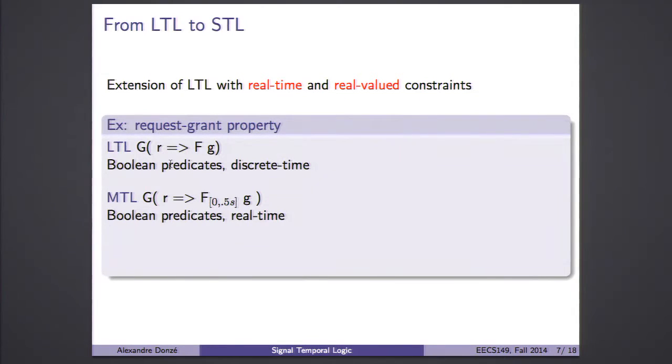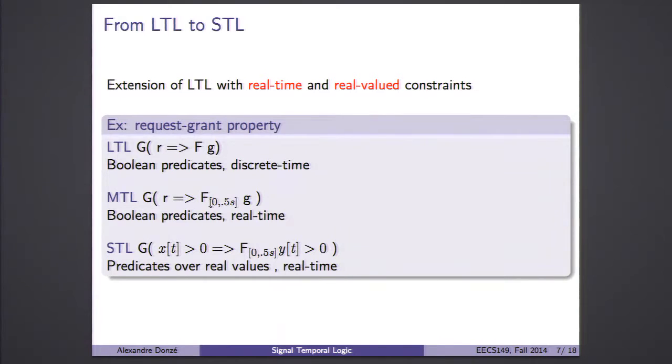The first extension of this is with real time, where now we say always when we have a request, then eventually in 0.5 seconds we get the grant. So here we still have Boolean predicates, R is true or false, G is true or false, and we have the requirement that G happens in 0.5 seconds, and it could be any real time value. And STL has a layer on top of this where, for the predicates, you can talk about the signal values themselves. So x and y are signals. Now we have predicates over signals with real values, and we have real time.